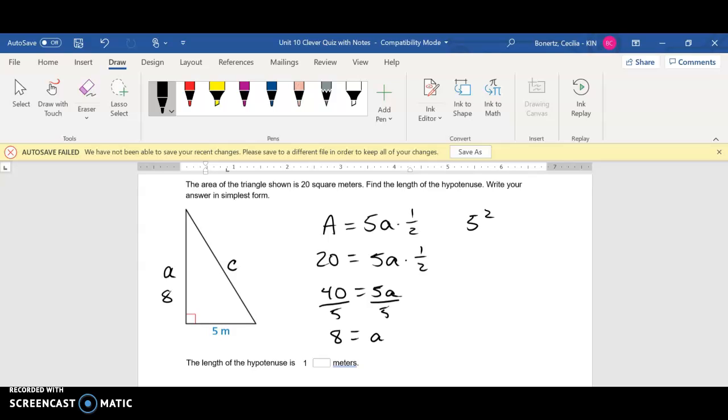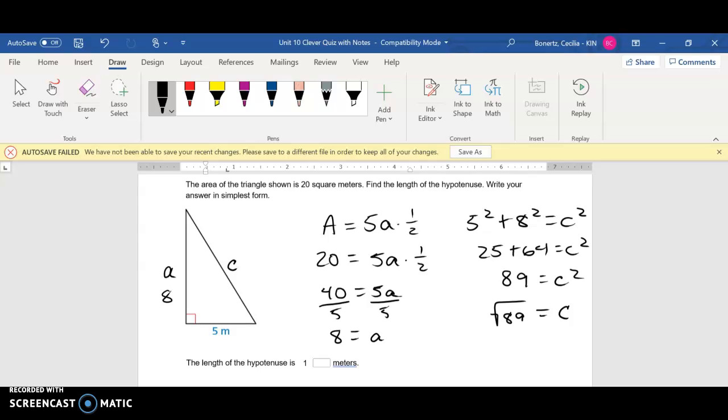Once I know that A equals 8, then I can find C. So 5 squared plus 8 squared equals C squared. 25 plus 64 equals C squared. This is 89. So C equals the square root of 89. It says write your answer in simplest form, and it was looking for this square root of 89.